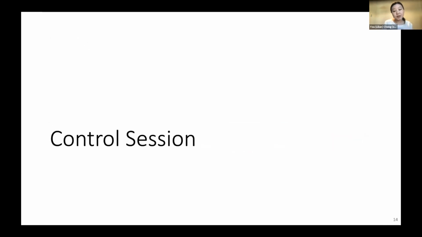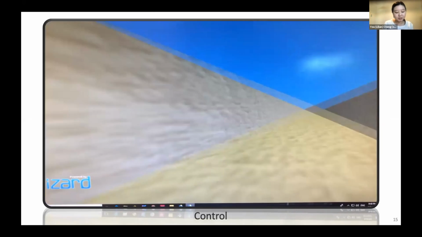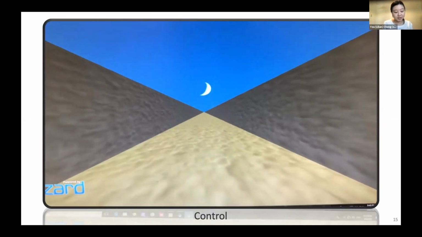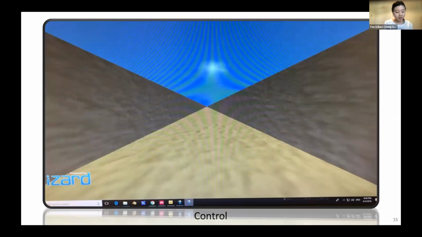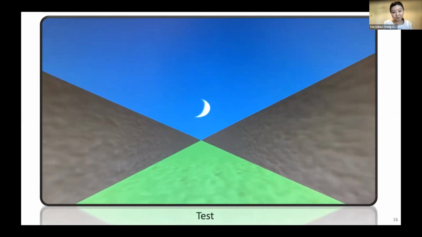Now, let's look at the control session. In the control session, the viewer was stationary during the adaptation phase. To match the adaptation session, head direction in the control session also occasionally reversed. The test phase of the control session was the same as in the adaptation session.